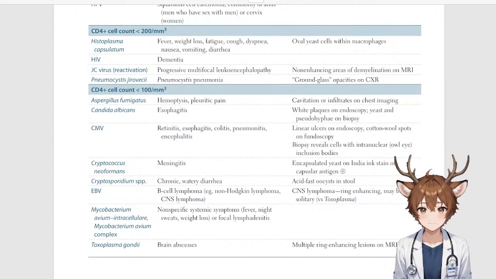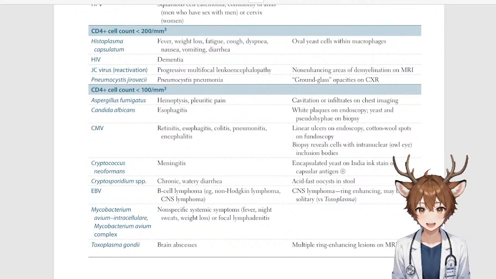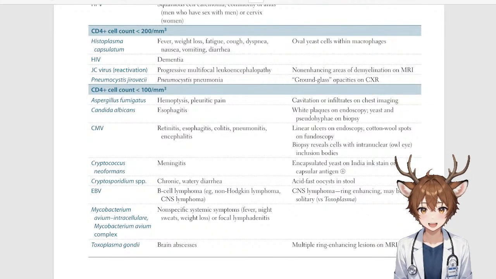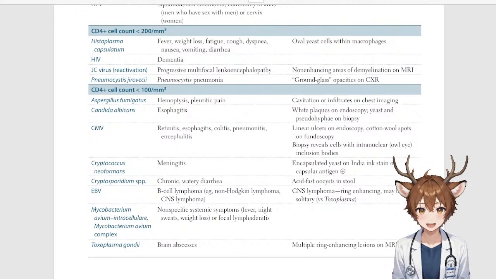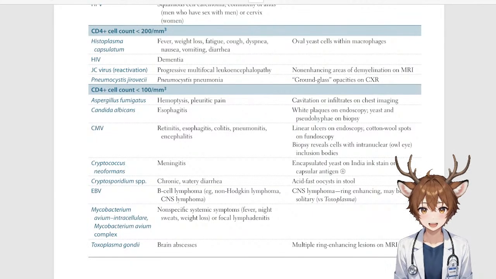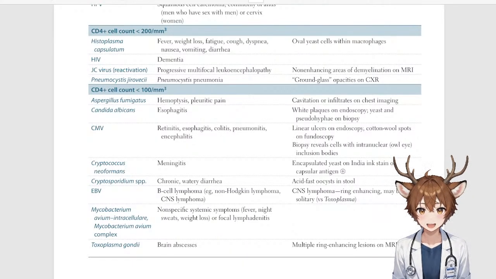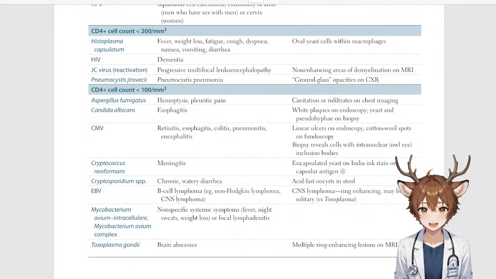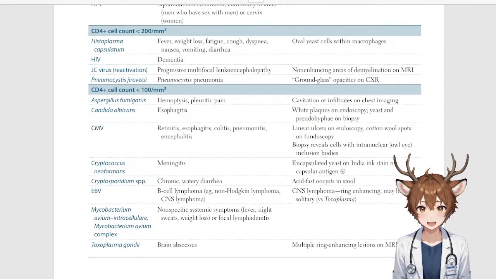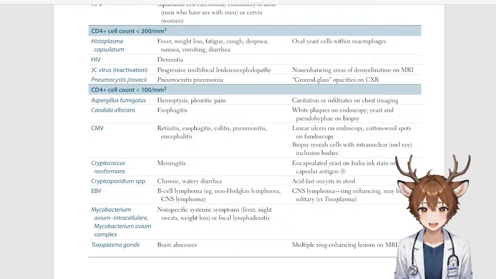What about Mycobacterium avium complex, or Mycobacterium intracellulare? Those would be non-specific systemic symptoms: fever, night sweats, weight loss, diarrhea, or superficial lymphadenitis. Most common in CD4 counts that are less than 50. Exactly. When it's less than 50, it's probably MAC. If it's more than 50, it's probably, I think, TB.